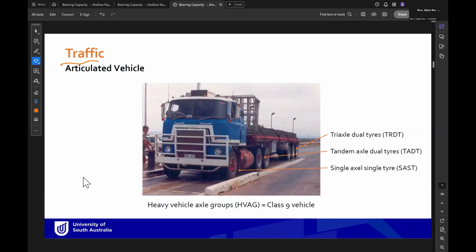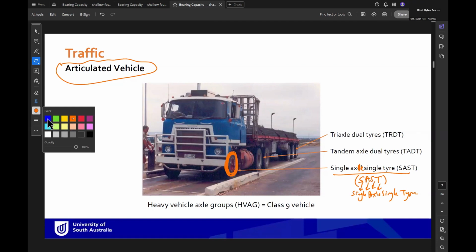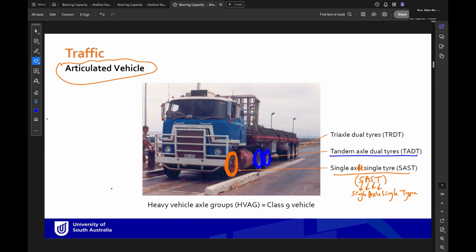And here let's have a look at the articulated vehicle. As you can see, in this articulated vehicle we have at the front a single axle, single tire, SAST. And here in the middle, we have tandem axle, dual tire, TADT. And at the end, we have triaxle dual tires, TRDT.